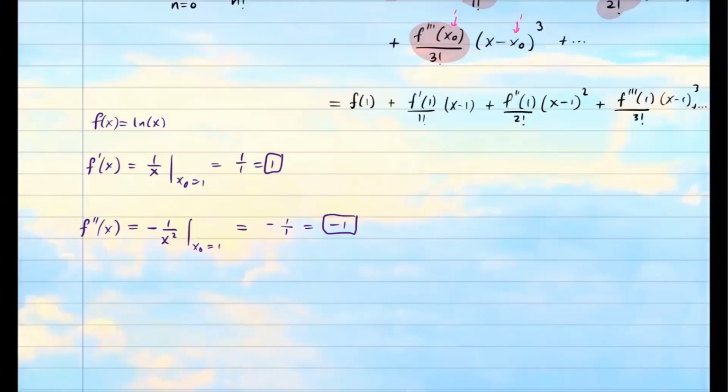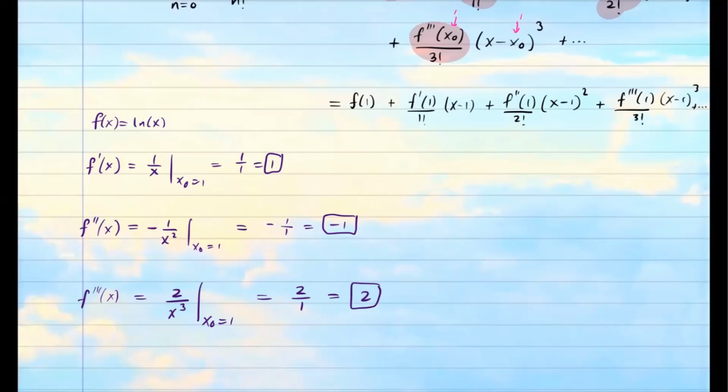Let's keep going. Now let's compute the third derivative of f. Again, you can write this as x to the negative 2 power. Using the power rule of differentiation, you'll have a positive 2 over x to the third power. Then evaluate this at x naught equals 1. So you'll have 2 over 1 cubed, that's 1, so it'll be just 2. Our third derivative at 1 is 2.